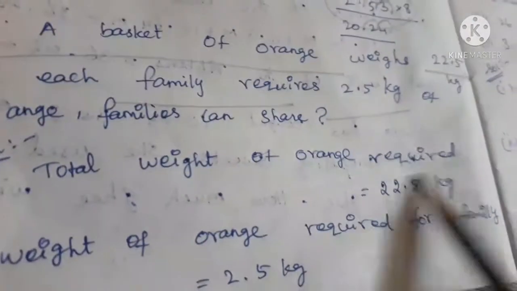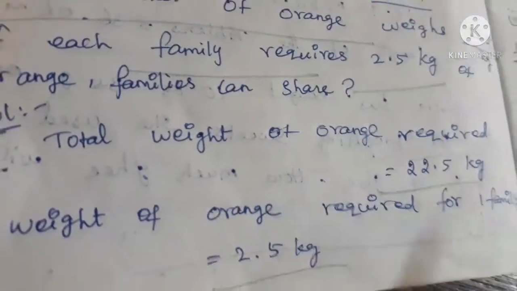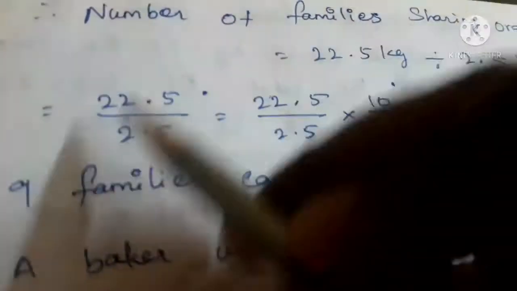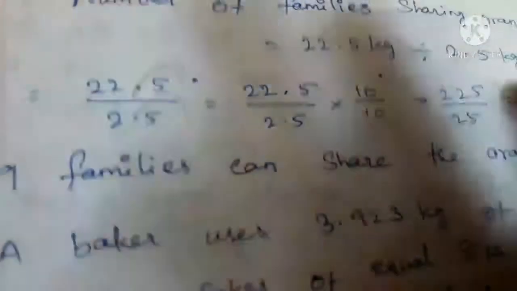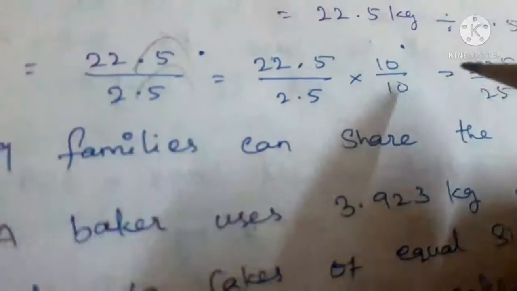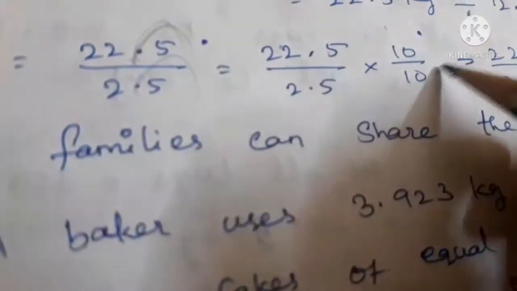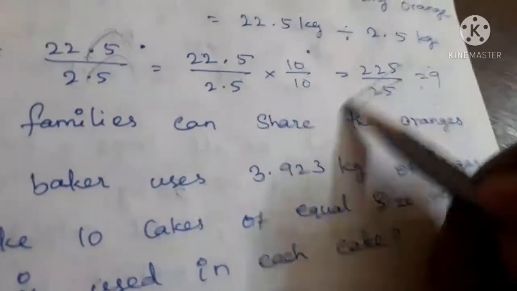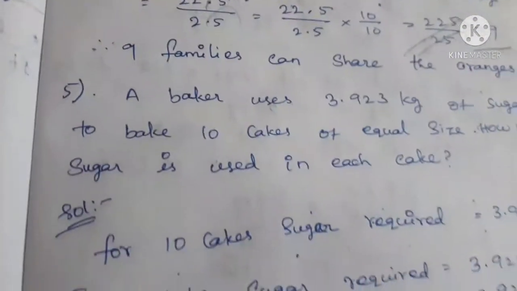So total weight of the orange is 22.5 kg. Weight of the orange required for one family is 2.5 kg. So divide this by this. When you divide, as I told you already, you should convert this into whole numbers, then only you can divide it easily. So to move the point from left to right, you multiply. How many points? 1 point. So it is 10 by 10. When you divide 225 by 25, you will get 9. Therefore 9 families can share the oranges.